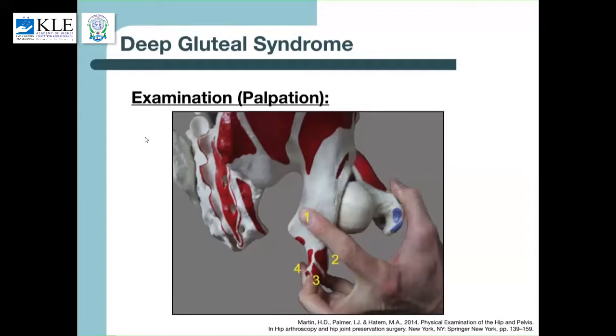I mentioned earlier where you've got to put your fingers. Again, like most tests, practice makes perfect here. Hal Martin described exactly where you want to put your index finger, your middle finger, and your ring finger to actually feel things like hamstrings versus sciatic nerve versus piriformis or even pudendal nerve.